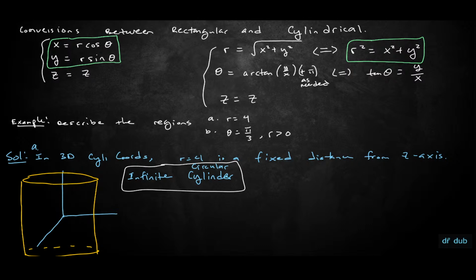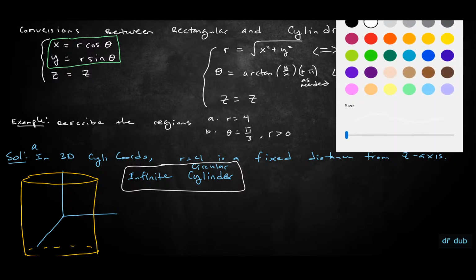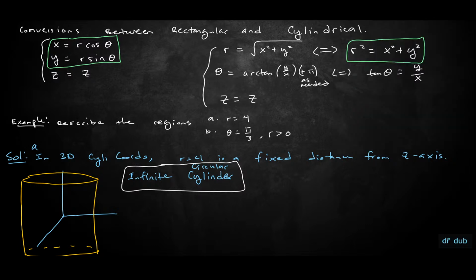Kind of like it represented a circle in 2D polar. Well, now you have a z component, so you can stretch that circle up and down the z-axis. So every z value, you're going to see the same circle. So your traces are all circles. r equals 4. Any questions so far?